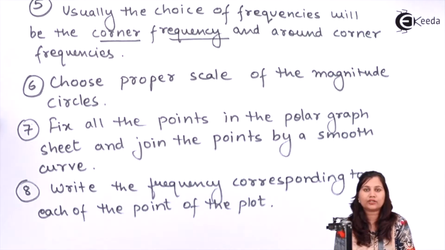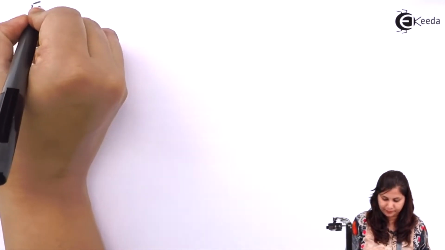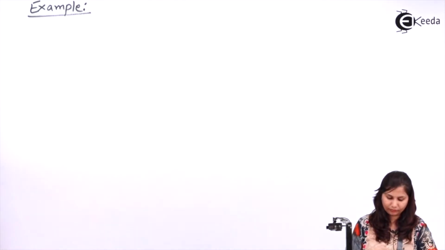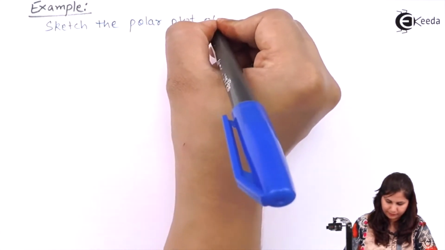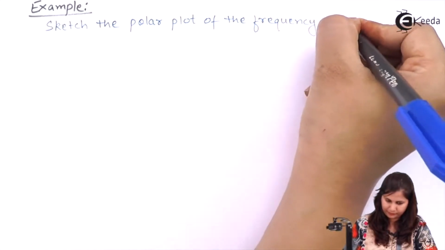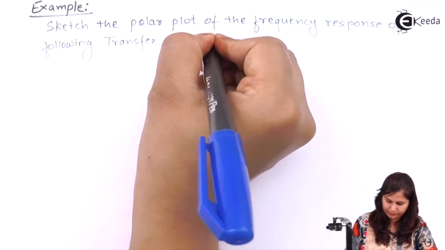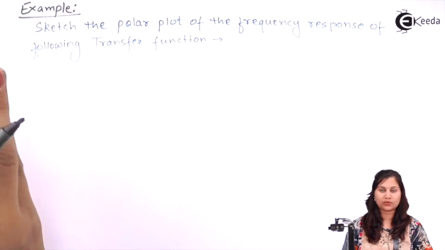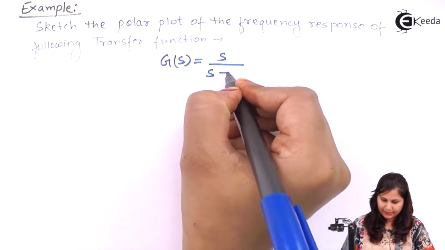Let's take an example so that you will be clear. You will clearly understand how we can plot the polar plot of a system. So in our example, we have to sketch the polar plot of the frequency response of the following transfer function, and the transfer function is given as G(s) equals s upon s plus 1.